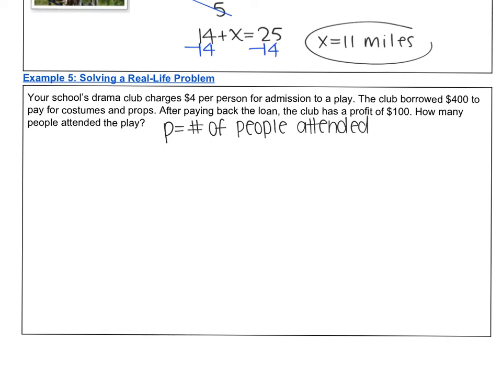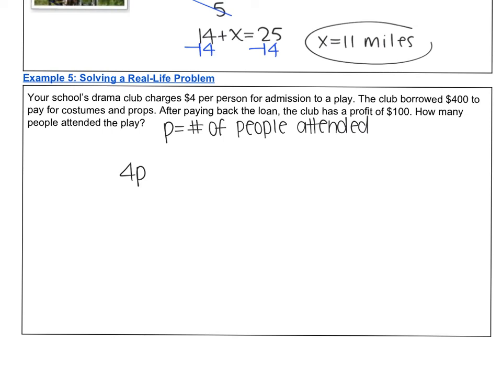Okay, so what I do know is that for every person that attended, it cost them $4. So we made $4 per person that attended. So if one person came, we would make $4. If 2 people came, we'd make $8. We can represent that mathematically by doing 4P, 4 times P, okay? However many people came, we make $4 for each of them.